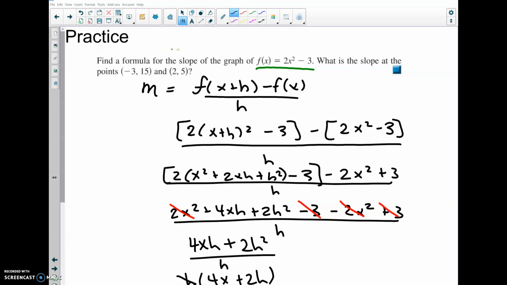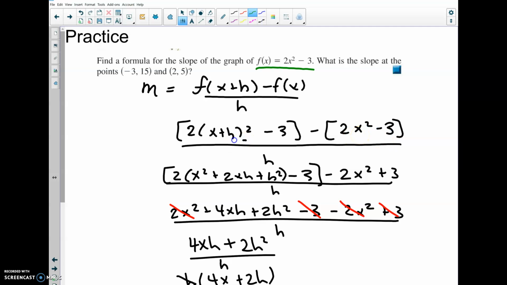All right, going through here. f of x plus h minus f of x all over h for our slope. I plugged in x plus h into x in my function, and I'm subtracting just your function, which is f of x.